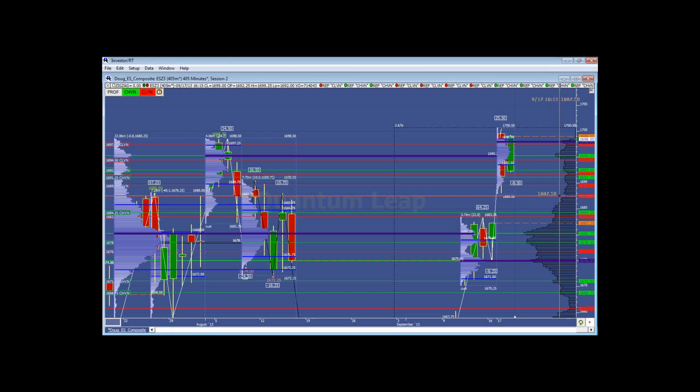If we get below that, then I think this larger microcomposite VPOC at 1680 and a quarter is going to come back into play. We were talking about this the last couple of days. If you take this microcomposite, you can see that.